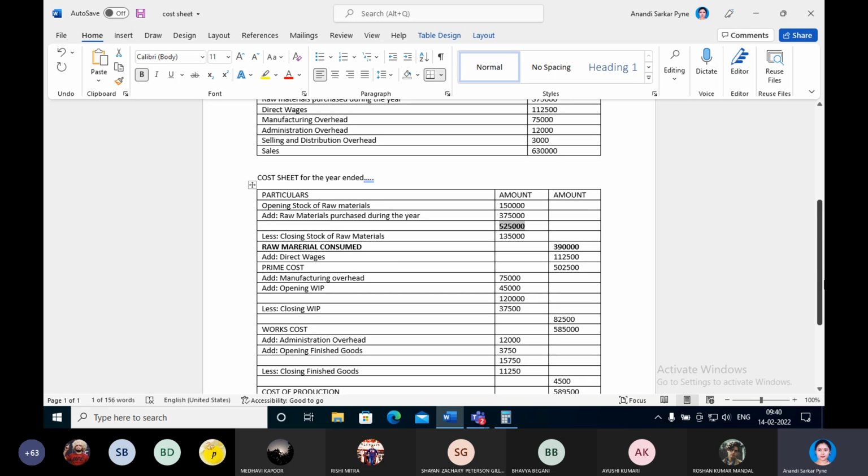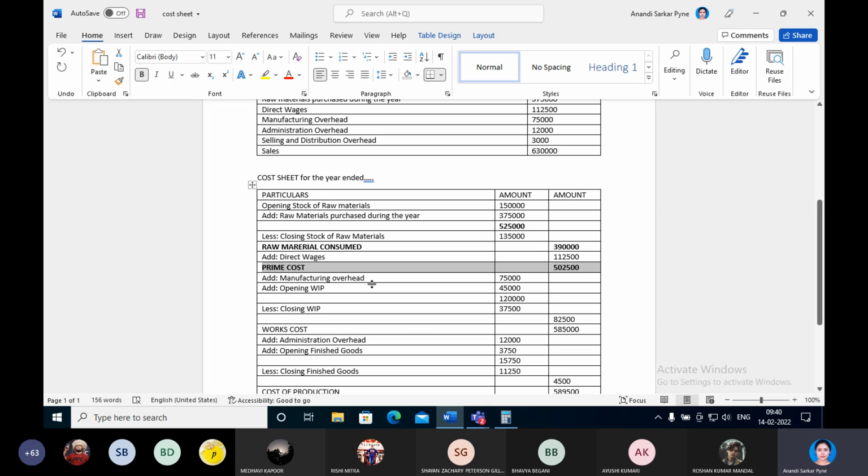Now, along with 3,90,000, which is raw material consumed, you are adding all the direct expenses. So over here we have direct wages. So we have added 1,12,500. So what we got is the prime cost, which is 5,02,500.